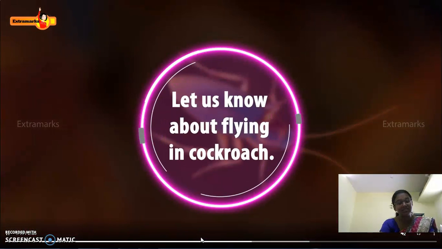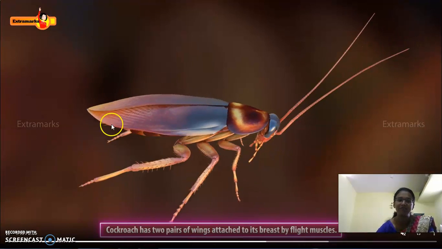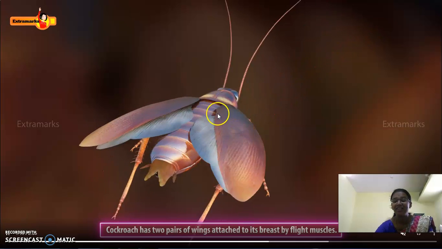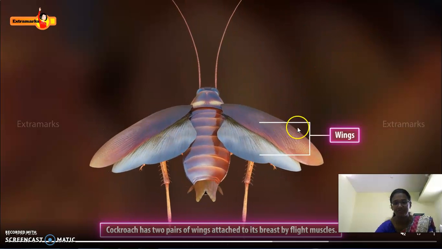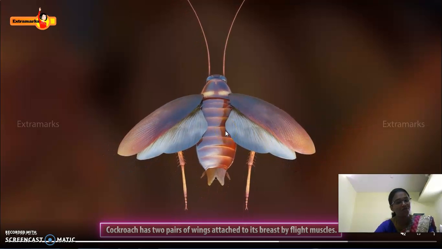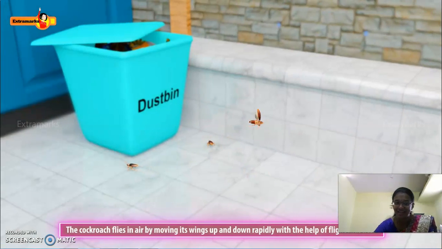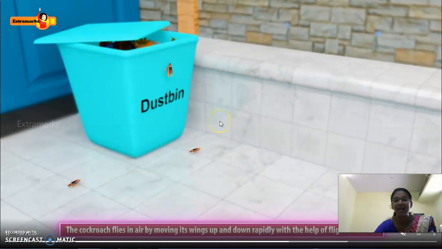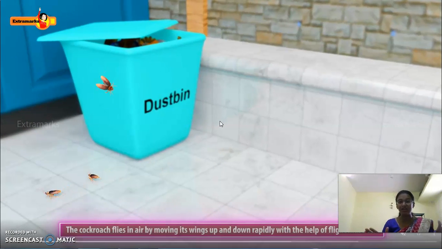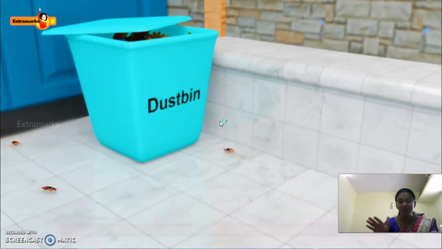Now we are going to see how cockroaches fly. Cockroaches have wings for flying. Look here, the wings are present on the top. Cockroaches have 2 pairs of wings and 3 pairs of legs. The cockroach flies in the air by moving its wings up and down rapidly.